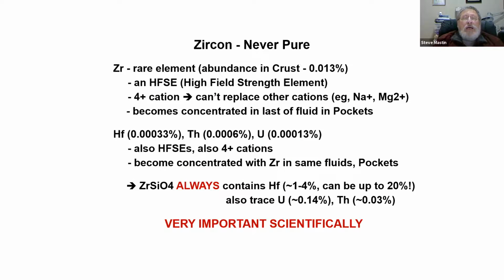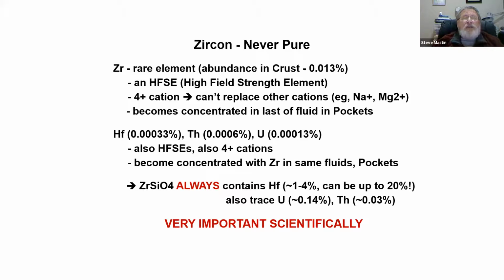And so basically what we have is zircon being a high field strength element, and it's called that because its cation has a +4 charge. And so it can't replace the other cations in common minerals, like felsic minerals like sodium and magnesium. You couldn't get a charge balance. And so it gets more and more concentrated as all of these other rare minerals start precipitating out, and it becomes concentrated in the last of the fluid in the center of the pockets.